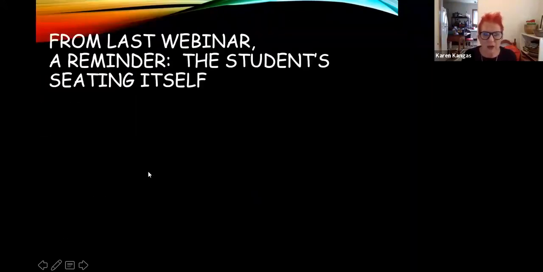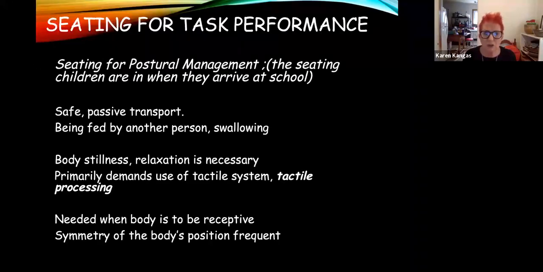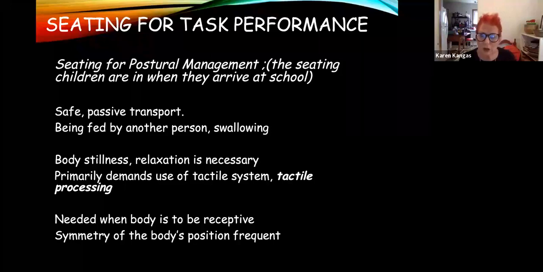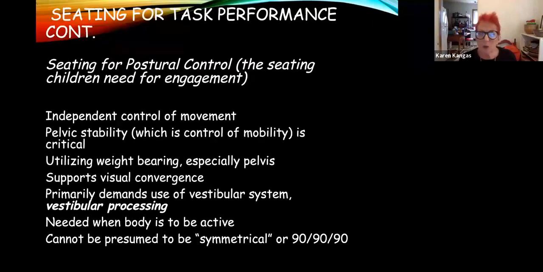Now, last week, we talked a lot about the seating themselves, and I'm going to do just a very quick reminder. You guys can go back and play that over again because we've got so much to cover today. But we talked about the seating for postural management, which is unfortunately most of the seating that your children are in all day. And that's what has to change. This is appropriate seating for safe travel on the bus. It is passive seating. It is not active. It also is appropriate for children who are being fed, and also for when they want to rest. But we need to find opportunities that we are providing seating for postural control.